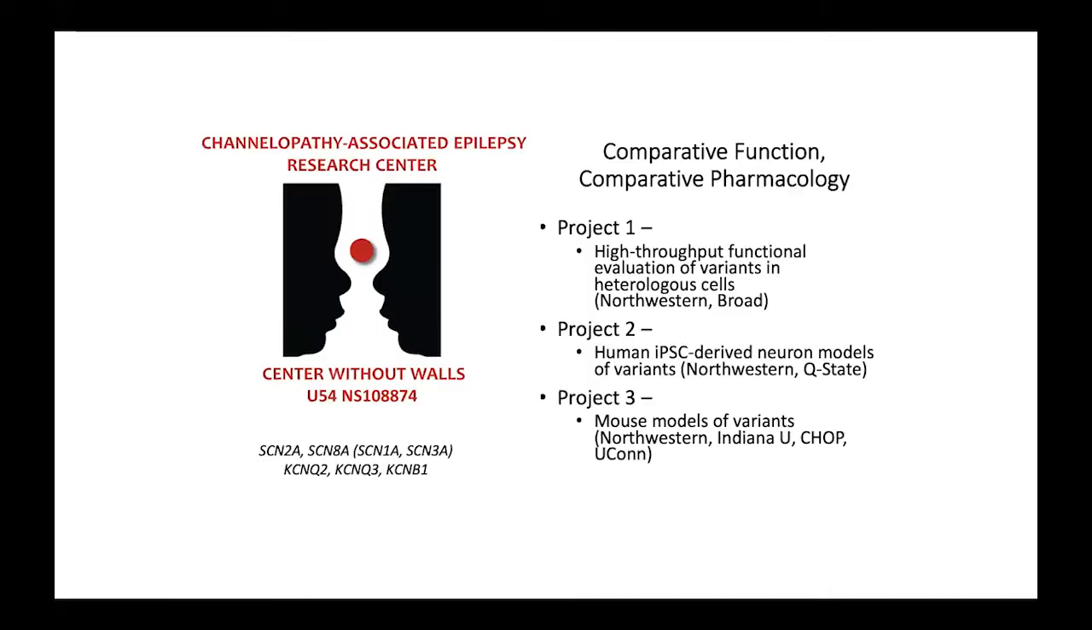And one of the big questions is how do you integrate across those different systems? And that's been a big goal for the U54 Center that you heard Dr. George talk about yesterday, is we want to look and see what are the salient pieces of information from each of these systems that can get us to better treatments. And so we have 3 projects. One is looking at the high throughput evaluation in heterologous systems. Another is looking at iPSC-derived neuron models. And a third is looking at mouse models of variants. And what we want to do is look at some of the same variants across all these models and try to put it all together and synthesize what the useful pieces of information are.